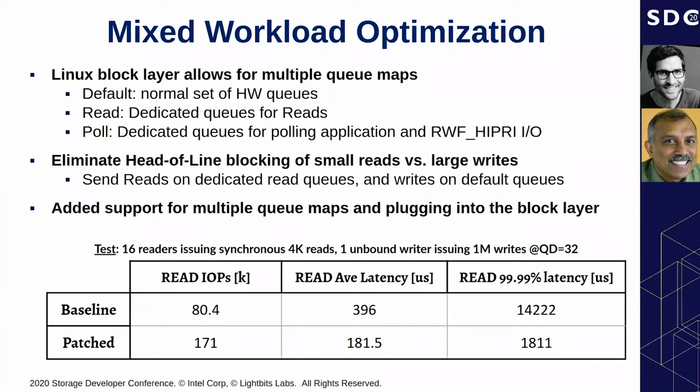we see that read IOPS has more than doubled with 171K IOPS for these 16 readers. Average latency correspondingly reduced by more than half, now with 181.5 microseconds. And the tail reduced with almost an order of magnitude improvement on the 4 nines tail latency. So that was definitely an improvement and a recommended case to use when working in a latency sensitive workload environment.